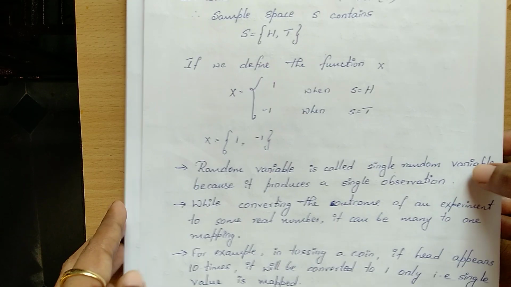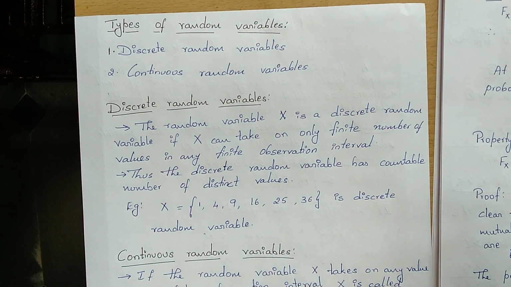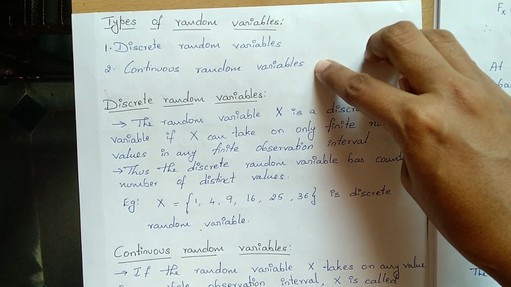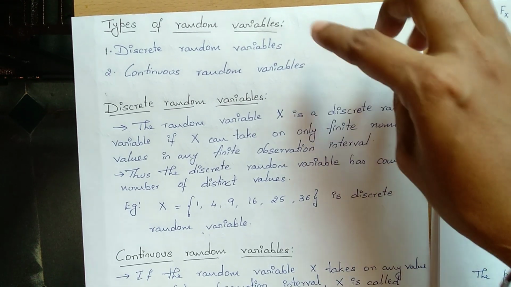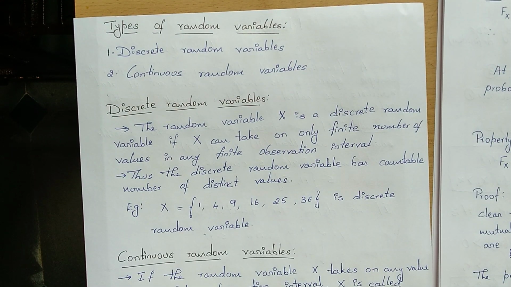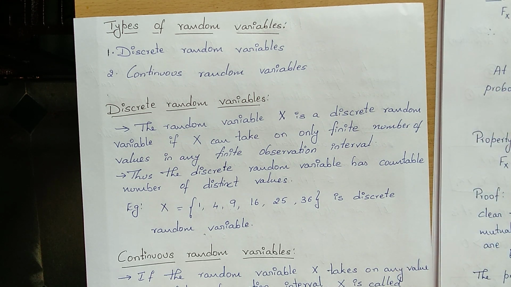Now we'll discuss what the types of random variable are. There are two types of random variable. The first one is the discrete random variable. The second one is the continuous random variable. A discrete random variable is one where the experiment output is not continuous in nature, so it is discrete. For example, in the same experiment of tossing a coin, getting a head or tail is not continuous, that is discrete.